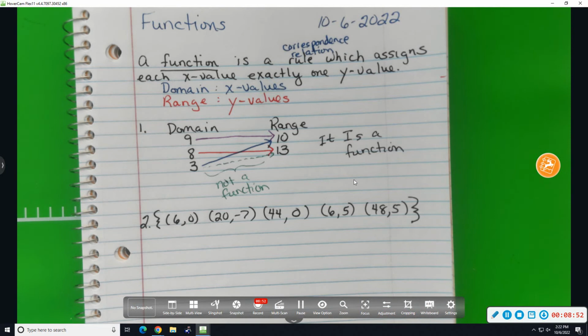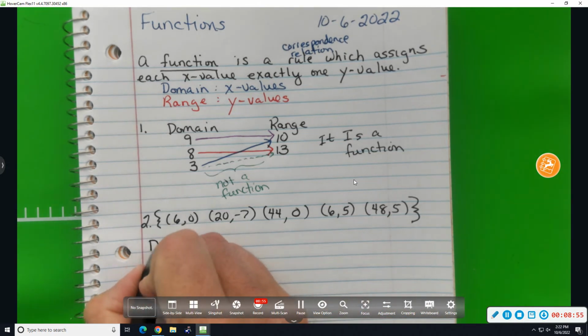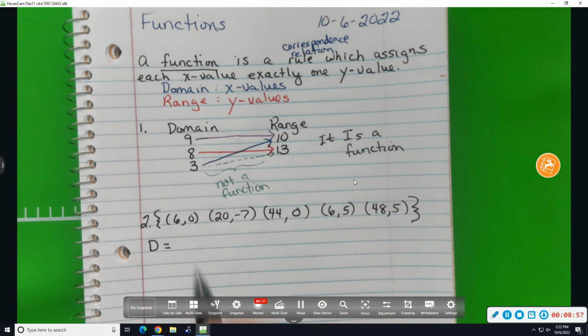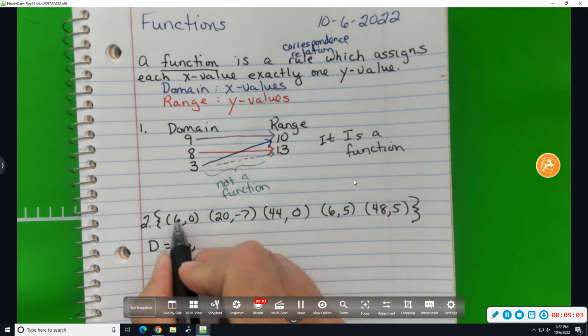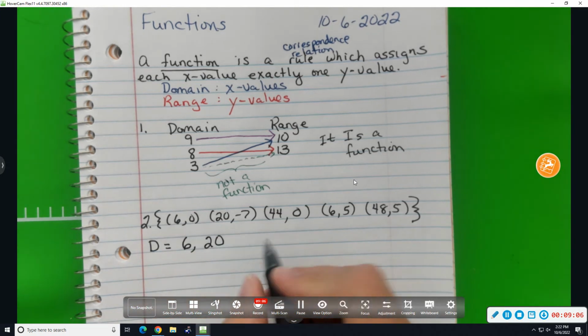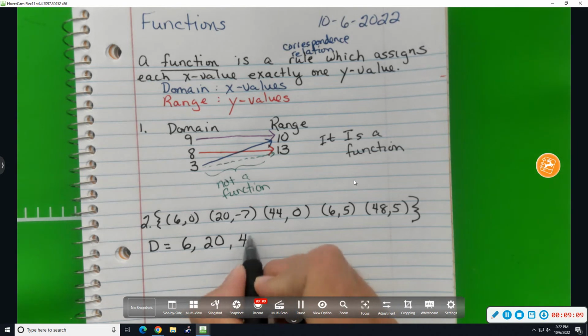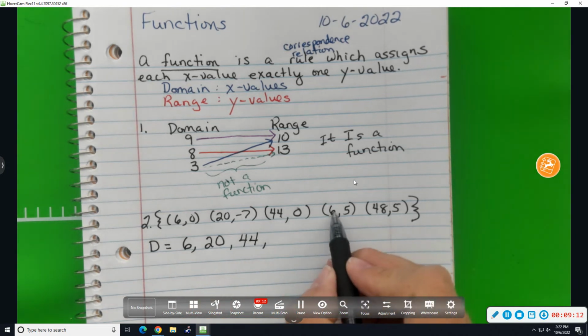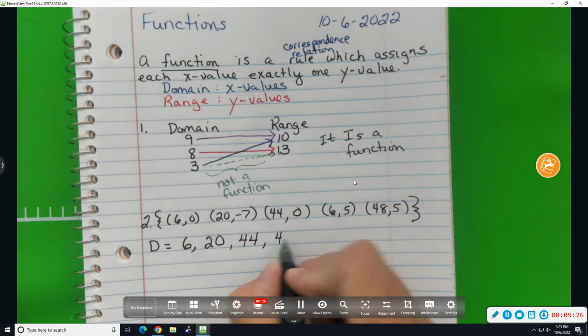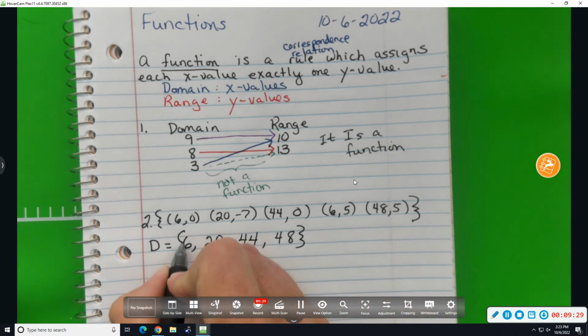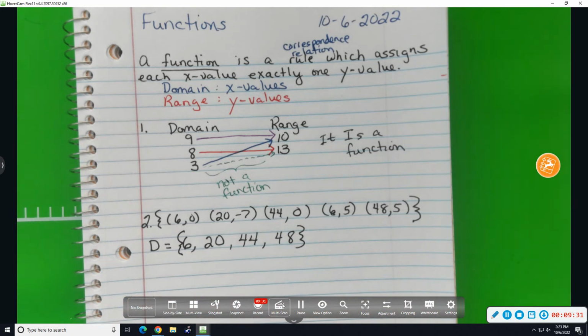This problem asks us to state the domain. So I'm going to write down what I'm going to have to type in a moment: 6, 20, 44. When you're listing out the domain, don't repeat a number. Don't repeat the 6. If you do, I think it'll say wrong and tell you not to repeat the numbers. And 48. But the fact that you had to be told not to repeat numbers means it can't be a function, because there's repeating numbers in the domain.